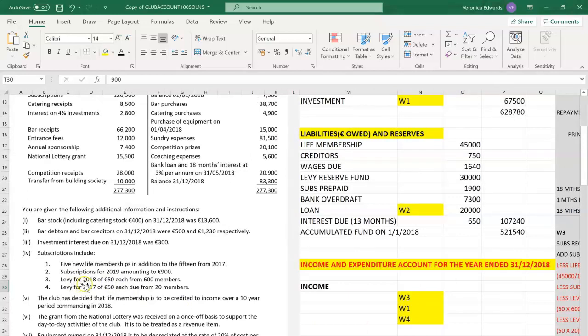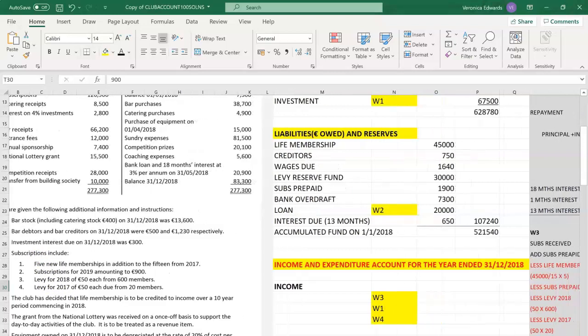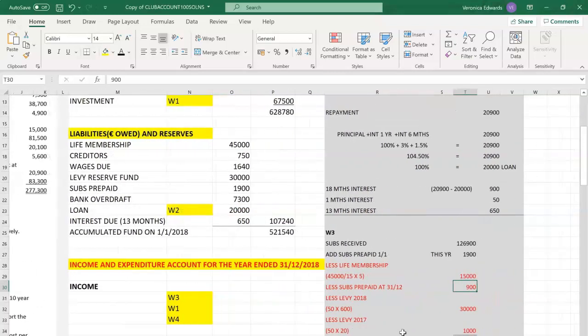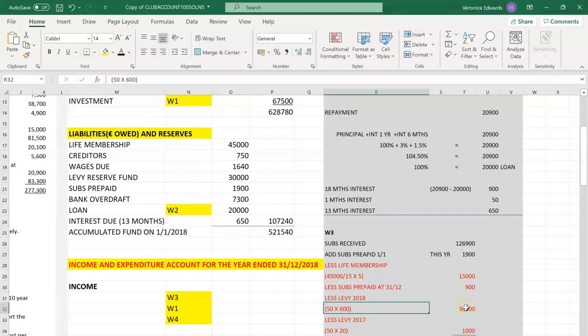It also includes a levy for 2018 of €50 on each of 600 members. We don't want the subscriptions figure to include levies. They are completely different things. So we need to take that levy out of there. So we take 50, we multiply it by 600. That's the 2018 levy, and we take it out of there. That's why it's in red.